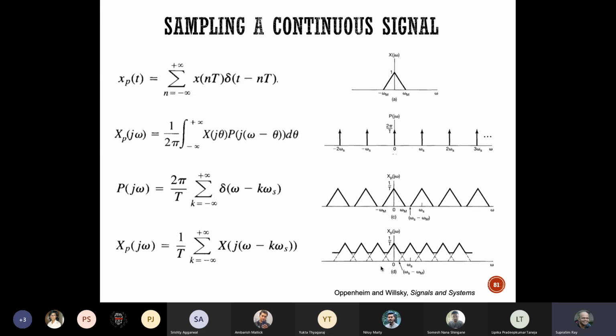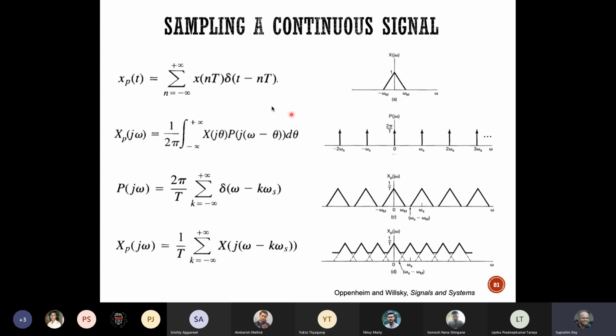Okay, and what we saw, this is very, very important, is that in the frequency domain, if my signal is band limited, this process of sampling essentially makes infinite copies of the signal in the frequency domain, X(j omega), separated by the sampling frequency.